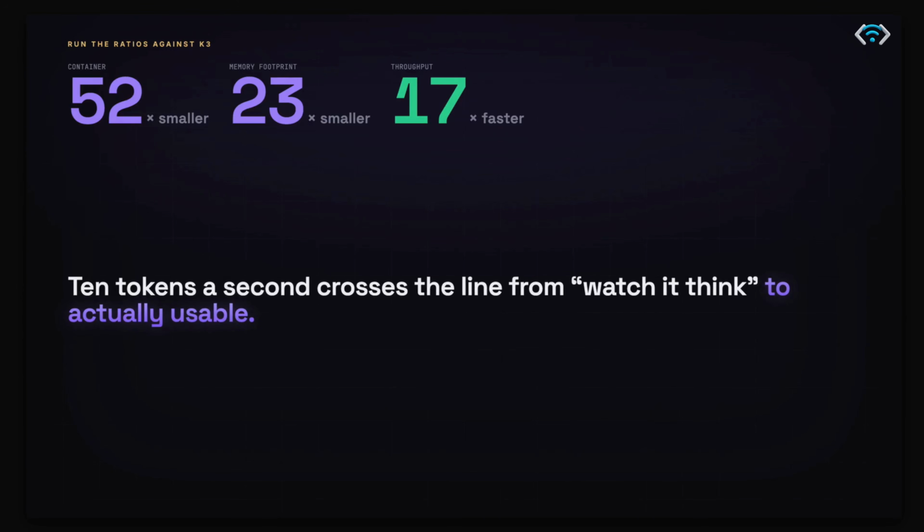10 tokens a second is reading speed territory. Their own README says it directly: if you only want to try the engine, start with Kimi Linear.